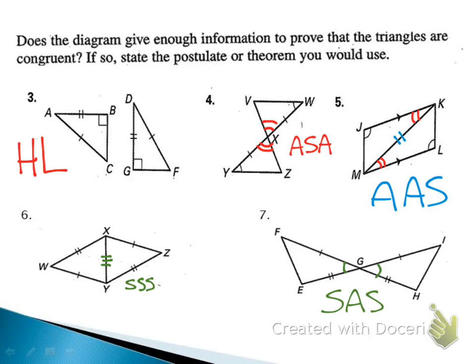We now know 5 postulates or theorems. There's 1 of each on the board. So you have side, side, side; angle, side, angle; side, angle, side; angle, angle, side; and then the new guy, HL. What are your questions on this?